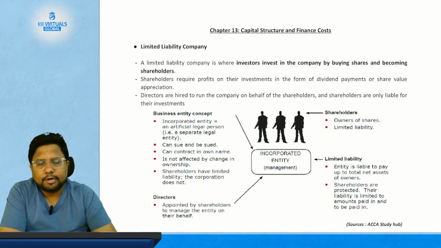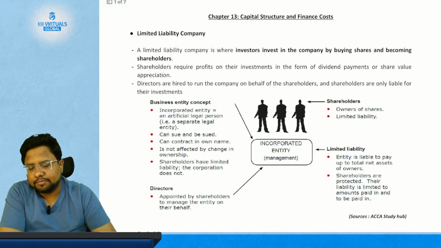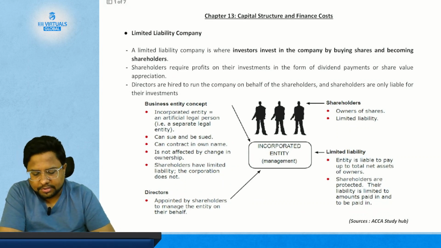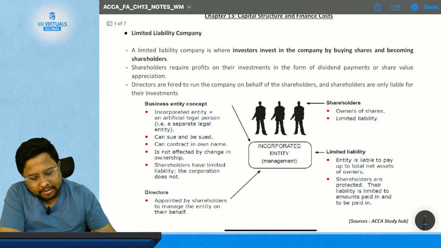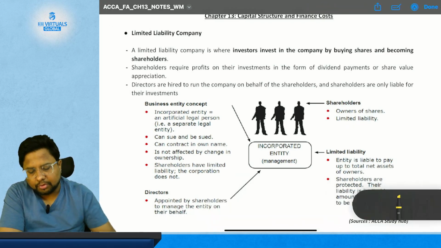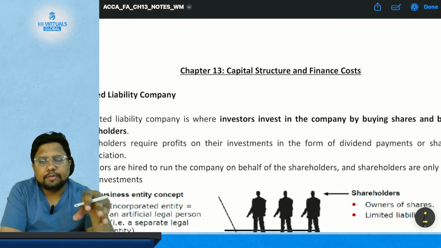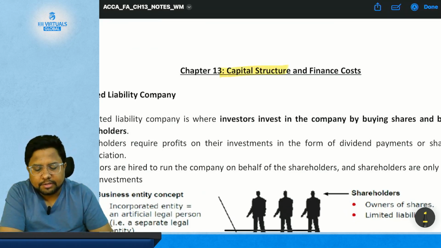Okay, so I hope you are done reading the notes. Now we come to the concept from our class notes. First of all, the name of the chapter is chapter number 13, which is capital structure and finance cost. The chapter has been divided into two parts: first is regarding the capital structure and the second part is regarding the finance cost.